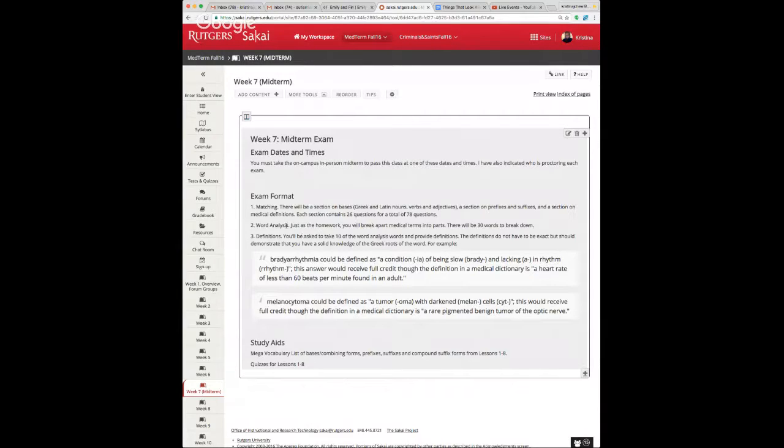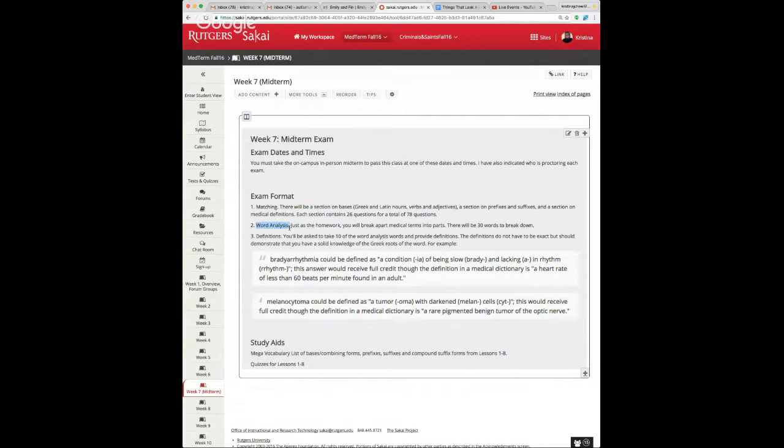Then there's a word analysis section in which you have to break down 30 words into their parts. That part you actually write out by hand. And as I said, I individually grade all of your exams. And then there is a definition section where I ask you to take 10 of the terms that you broke down. You can choose any ones that you want and provide a definition.